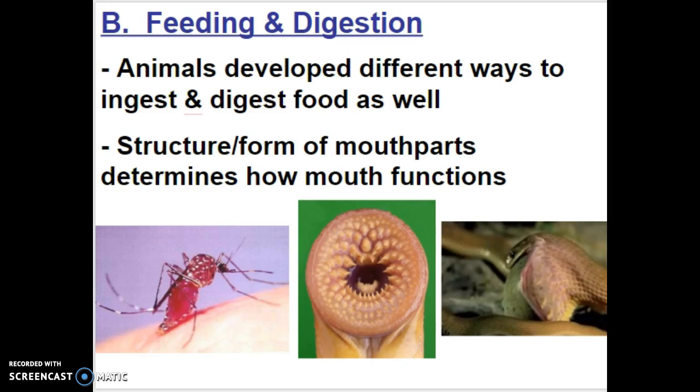And then the snake on the very right. Snakes have adapted their mouths to be able to eat prey items that are much bigger than their own head, seeing as they don't have appendages to capture and grasp prey to put them into their mouths. So they can unhinge each side of their jaw to accommodate prey items that are bigger than their own head.